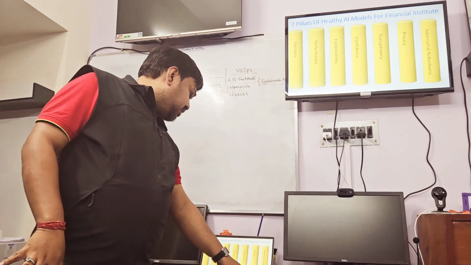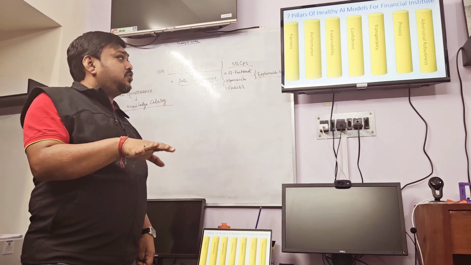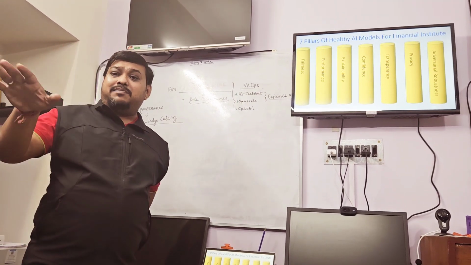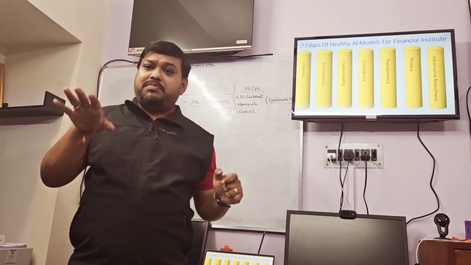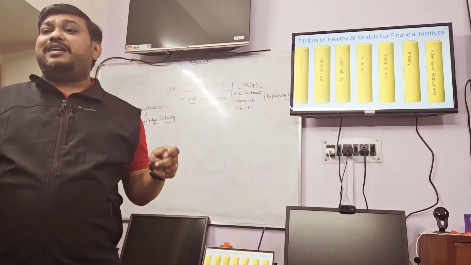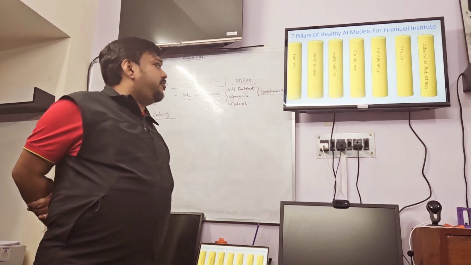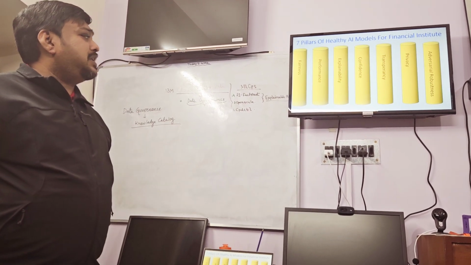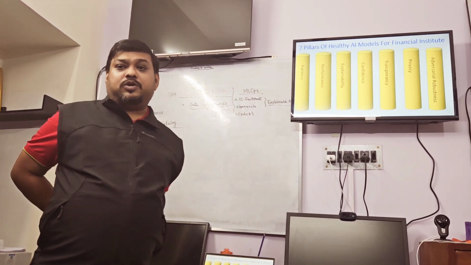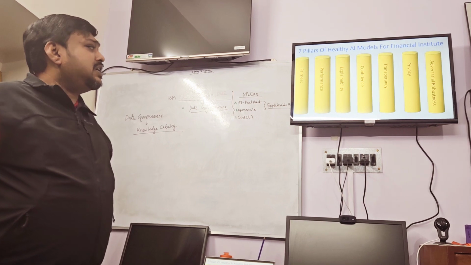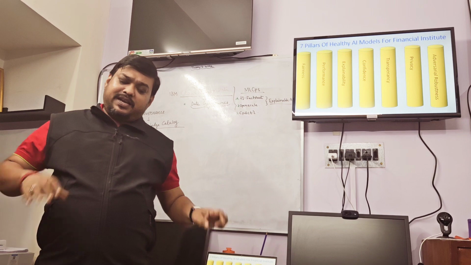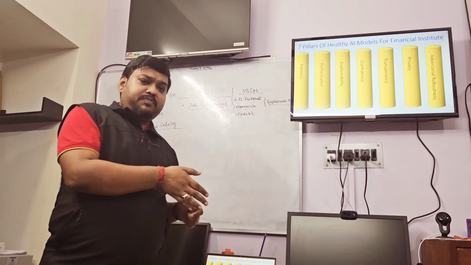Then comes the question: what are the major 7 pillars? The 7 pillars for healthy AI models. You have to understand that whenever you are working with machine learning, you are basically developing a healthy AI model. So the 7 pillars are fairness, performance, explainability, confidence, transparency, privacy, and adversarial robustness, right? So these are the 7 pillars of healthy AI models.